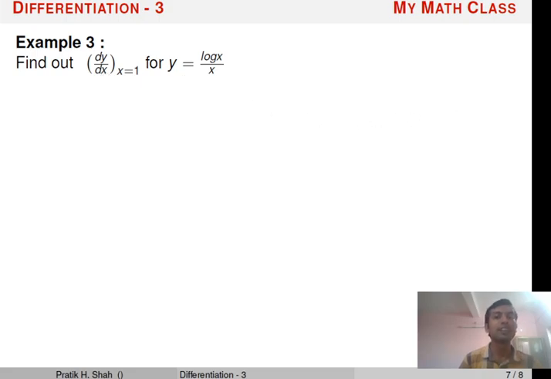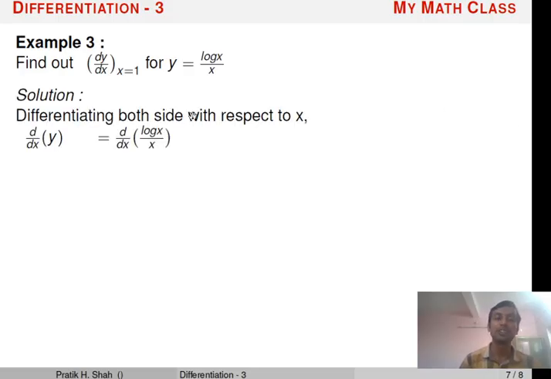So we will differentiate both sides with respect to x, which gives us d by dx of the left hand side y is equal to d by dx of the right hand side log x divided by x. So the left hand side is nothing but dy by dx, and on the right hand side we need to apply the division rule to find out the derivative of log x divided by x. So denominator as it is into derivative of numerator minus numerator as it is into derivative of denominator, divided by denominator square.